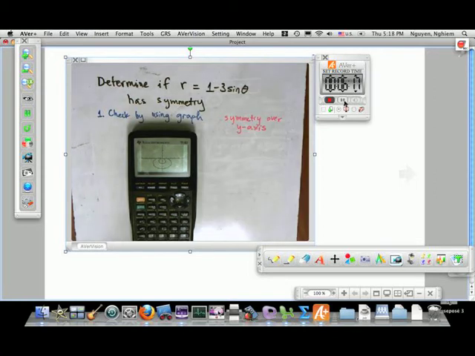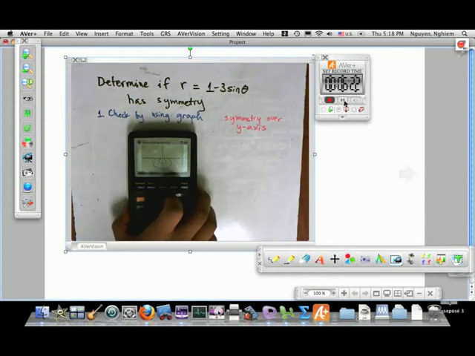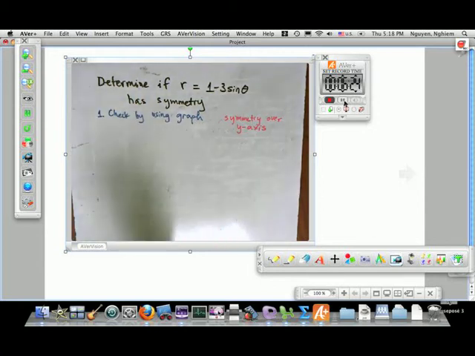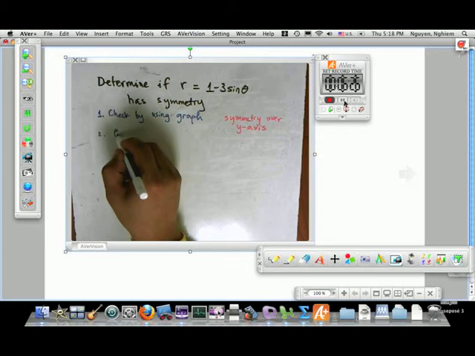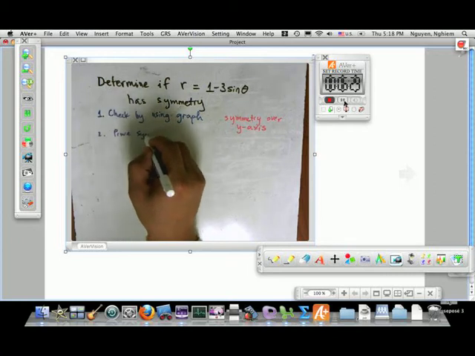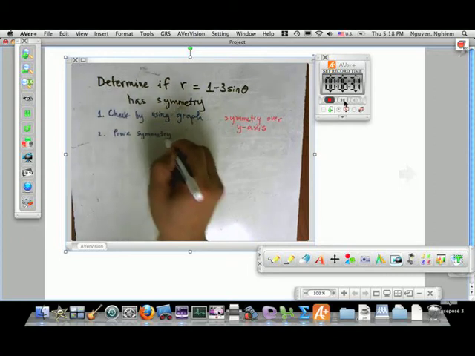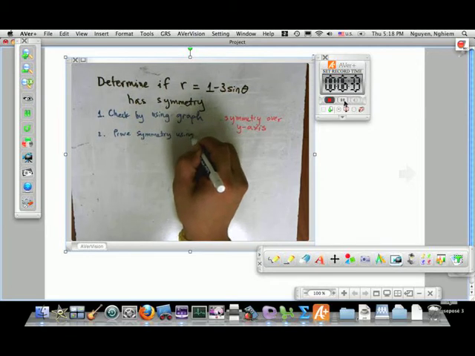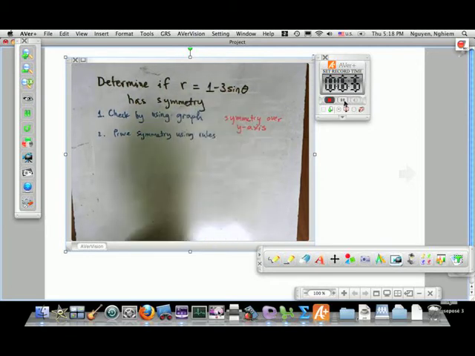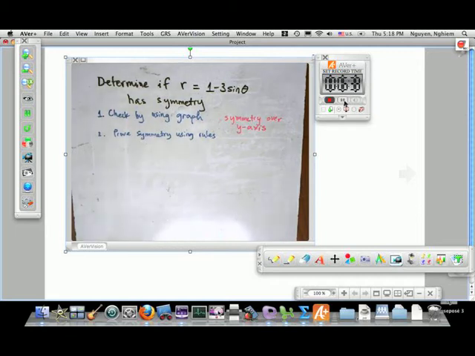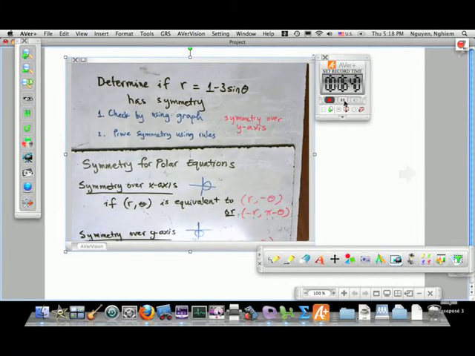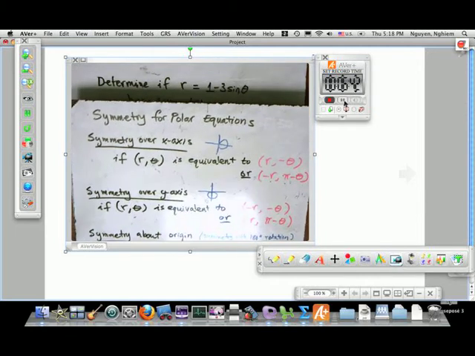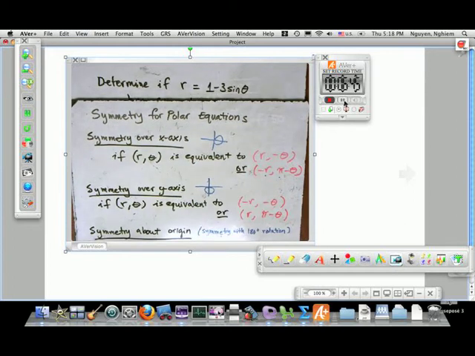So it has symmetry over the y-axis. But now we actually have to prove that the symmetry is there. So the second step is to prove symmetry using one of the rules. So let me bring this back here, and you can see that the second rule that I have here that's in question is symmetry over the y-axis.